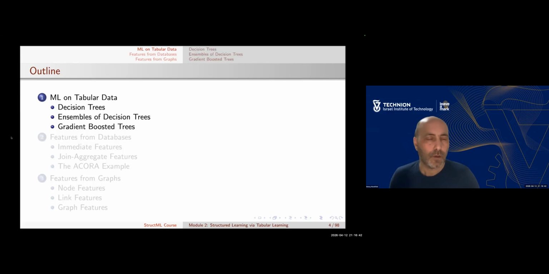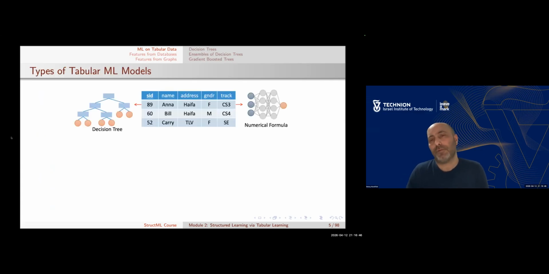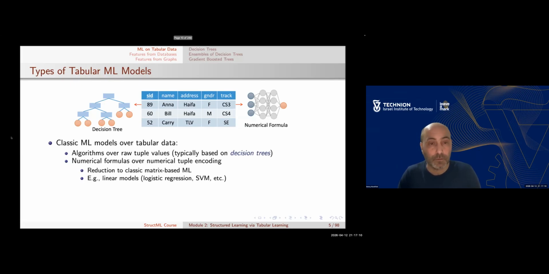Okay, so we started with tabular data. And for tabular data, you can think of two types of models. One type operates directly on the values of each row. Think of a situation where you want to classify, say, every row into yes or no, or to do some regression, guess some value or something like that. And so, working on raw data is what you see in decision trees.